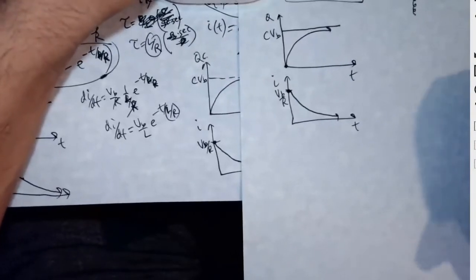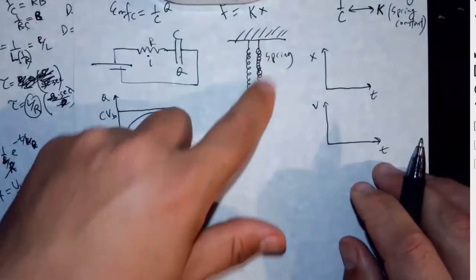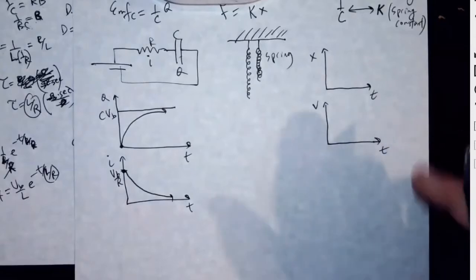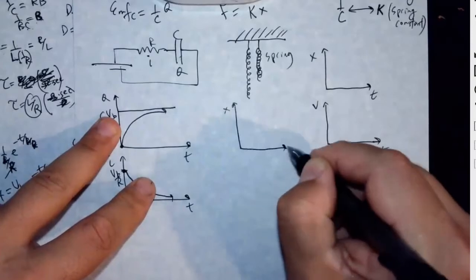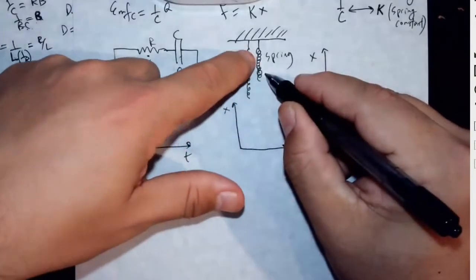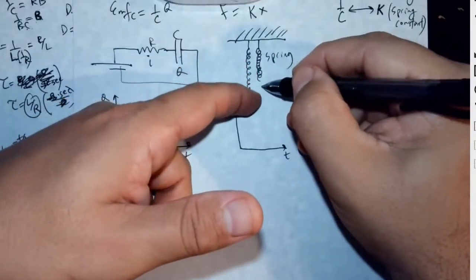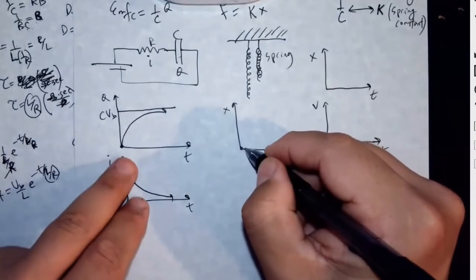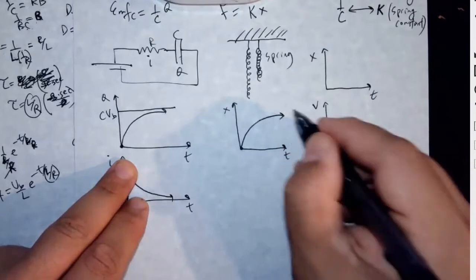That's a charging RC circuit, right? Okay. Now let's see how we can translate that to this physics 101 problem. So the position of the spring, in other words, the stretch amount. The spring will stretch, right? The stretch will start at 0, and it's going to increase and increase until it reaches what?